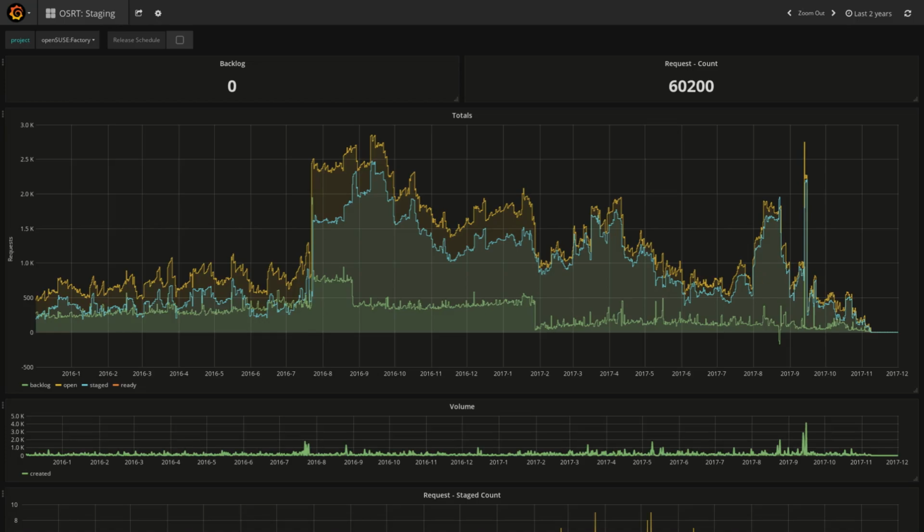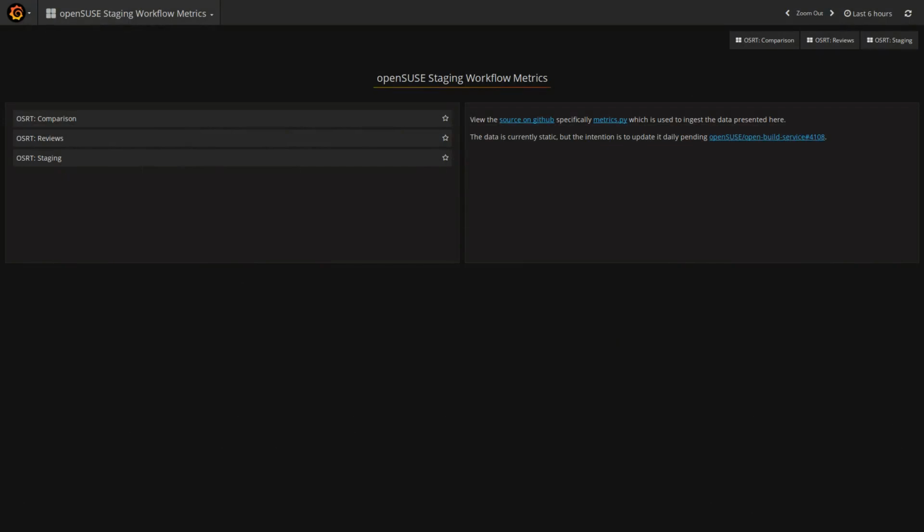Without further ado, let's dive right in and take a look at Leap as a study case just to get ourselves familiar with these graphs and what the data looks like. First off, if you navigate to metrics.opensuse.org, you'll be greeted with this home dashboard. It describes where the code used to ingest the data presented in these graphs is available, as well as some of the pending issues with the process, and I'll update this as things change.